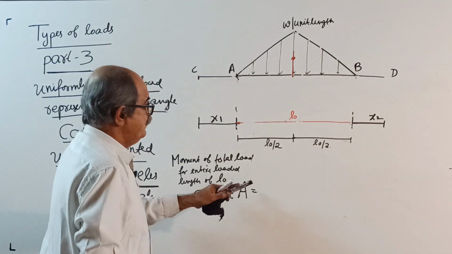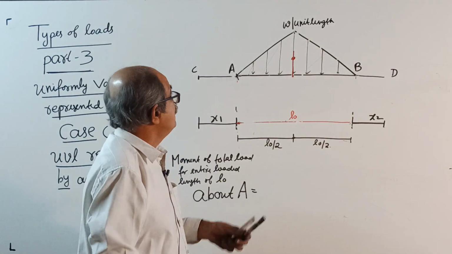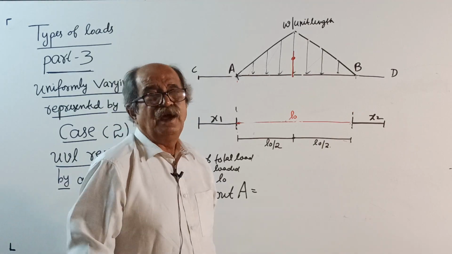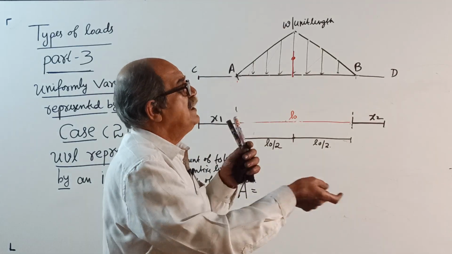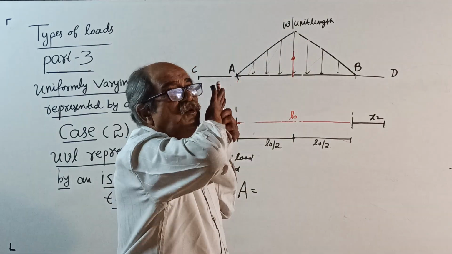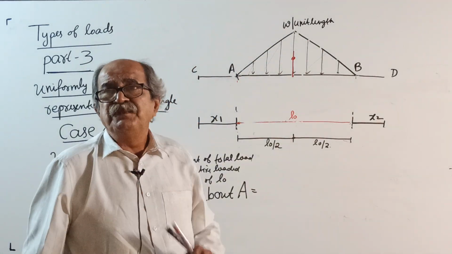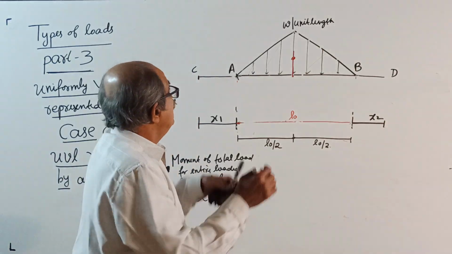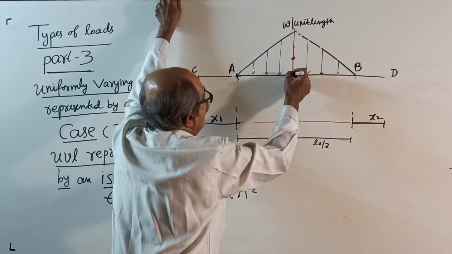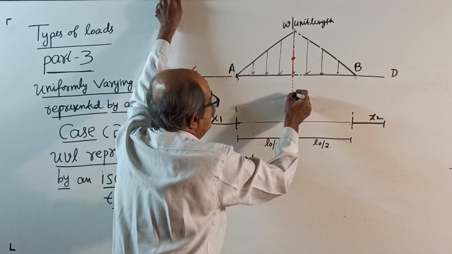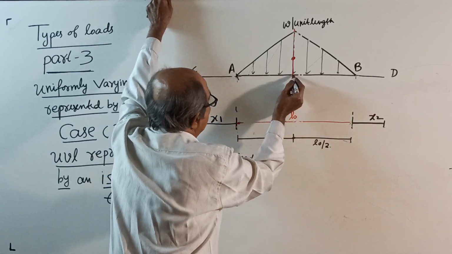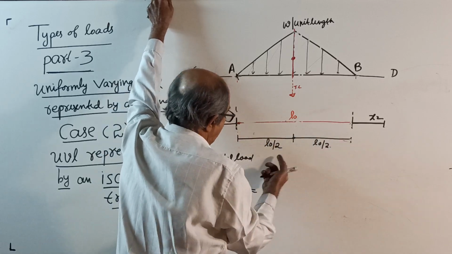Now, do one thing, as I did last time, four times required. Those who want, write. I am not writing now; it is already over 100 times. When you want the moment about any point, it is the total load into the perpendicular distance from that point to the line of action of the load. So draw a light line here without disturbing. This is the total load; you can write here total load, magnitude. Now, from here to here, you can see L naught by 2 is already there.